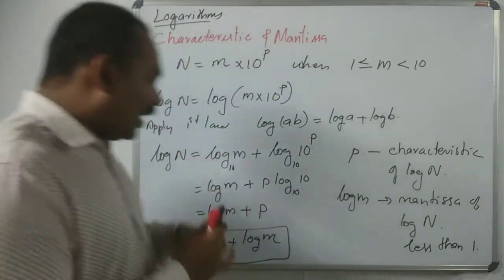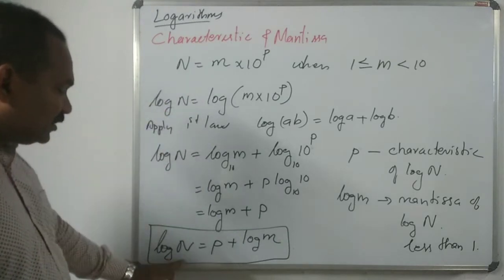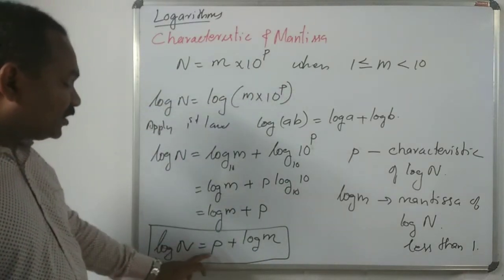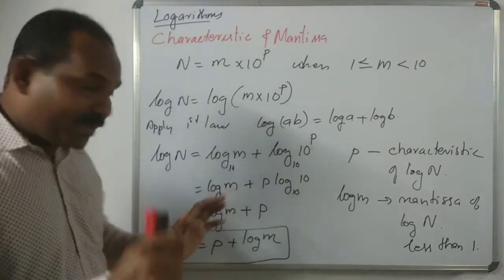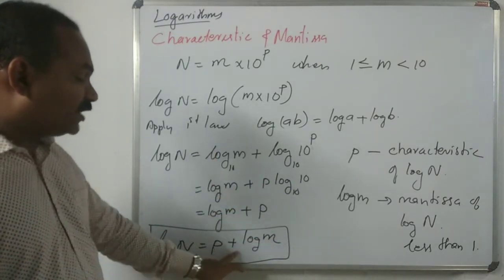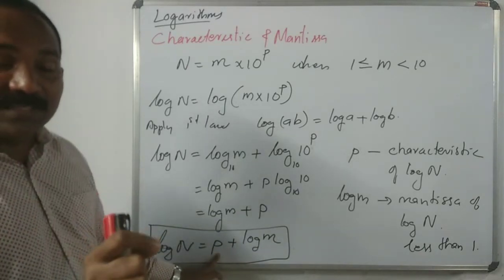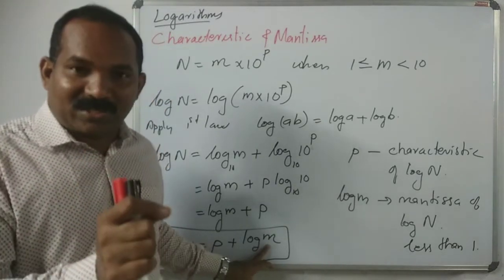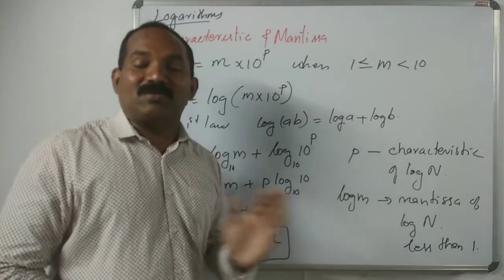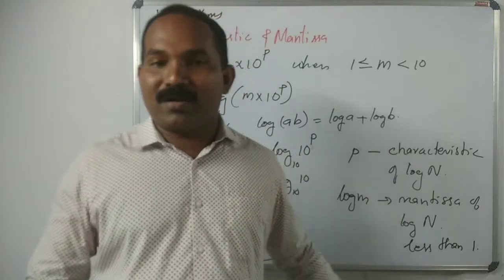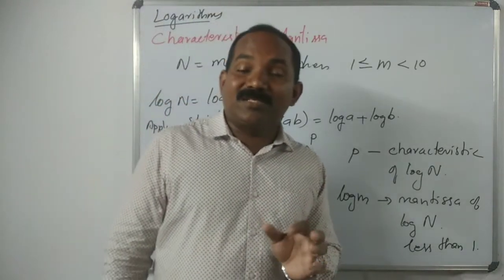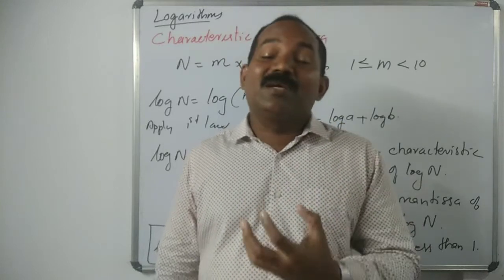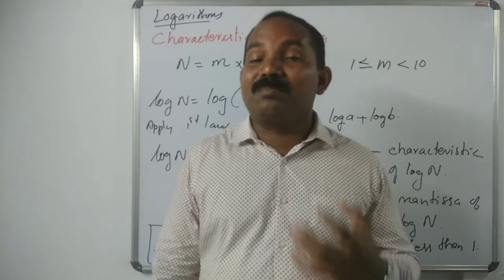Clear? Yes. So a number N can be written in log form. N is equal to m into 10 raised to p, and log N is equal to p plus log m. P is known as the characteristic, which may be positive, negative or zero, and log m is known as the mantissa, always positive and less than 1.